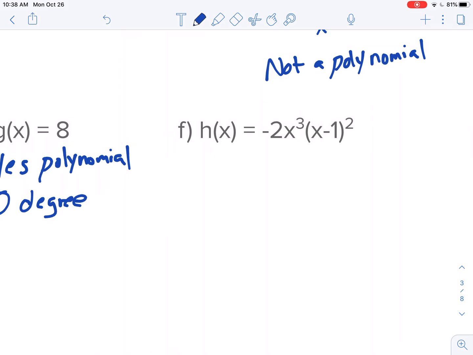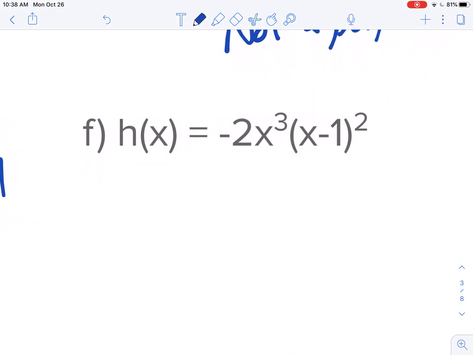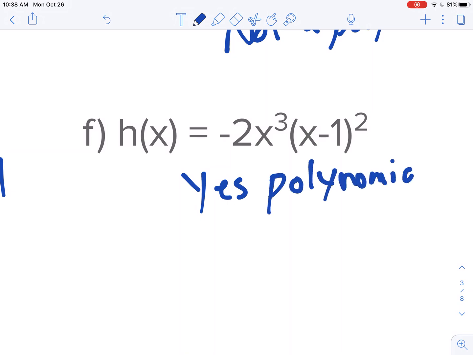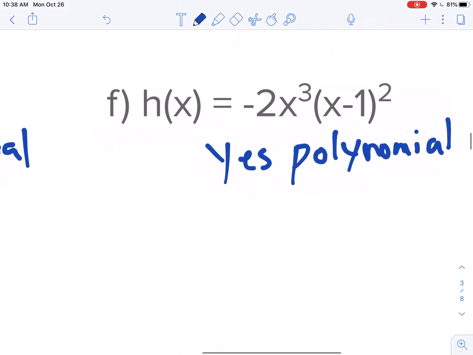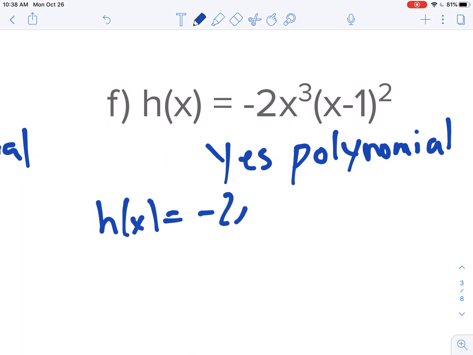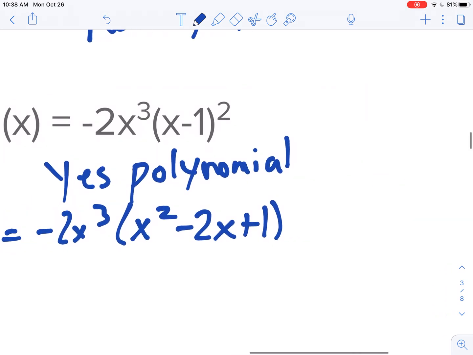Finally here, right now, I can tell you that this is a polynomial. All this is multiplication, subtraction, addition, etc. So yes, polynomial. But we don't know its degree right away. I can't look at this and say that this is a 3rd-degree polynomial because I still have to actually complete my multiplication. So I have to say h of x is equal to negative 2x cubed times x squared minus 2x plus 1. I got that from expanding this.